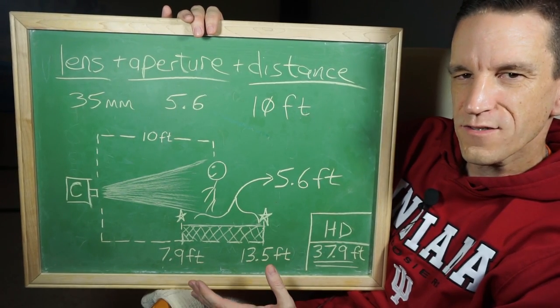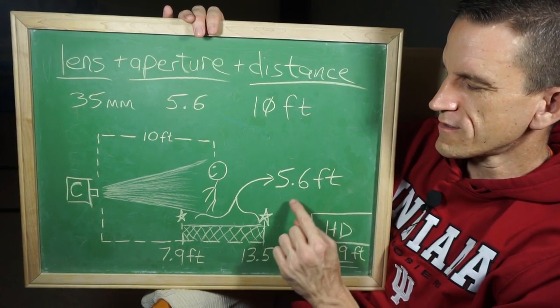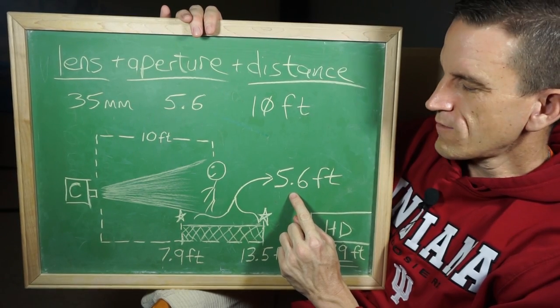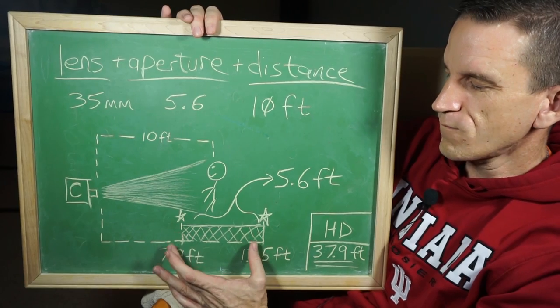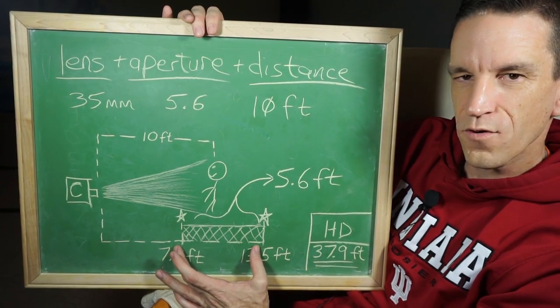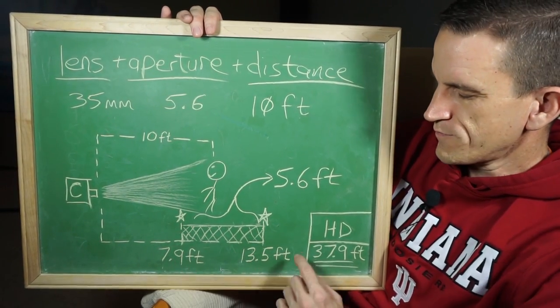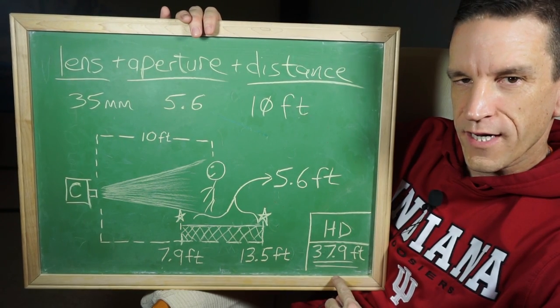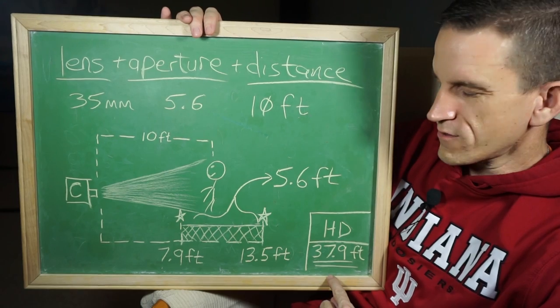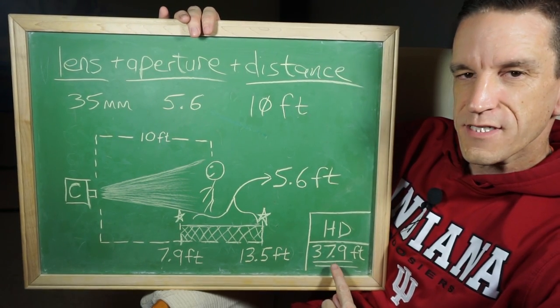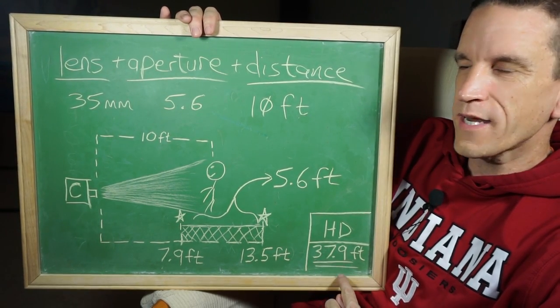So that's important to understand if you're taking a group shot. Our total focal plane right here is 5.6 feet. So again, we have 5.6 feet of total focal plane, which is good. Now, what's this number over here? This is called hyperfocal distance. Now, we can do a little more research on this if you want. I have 37.9 feet down right here.